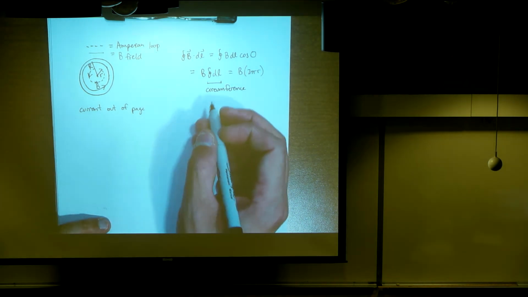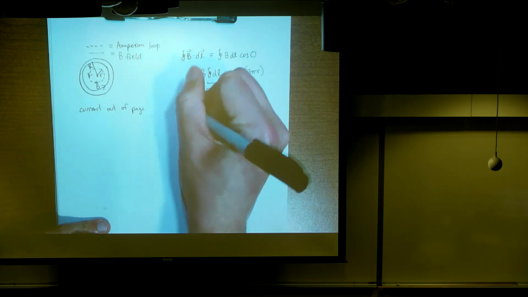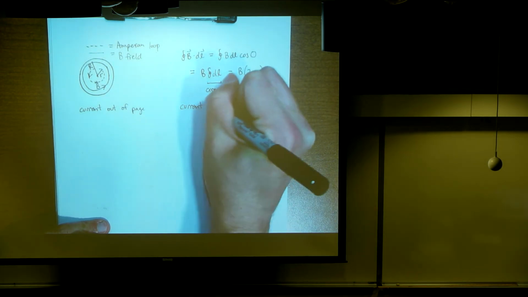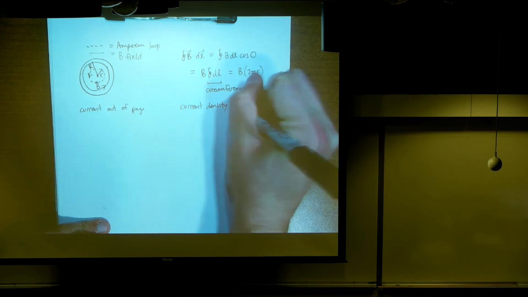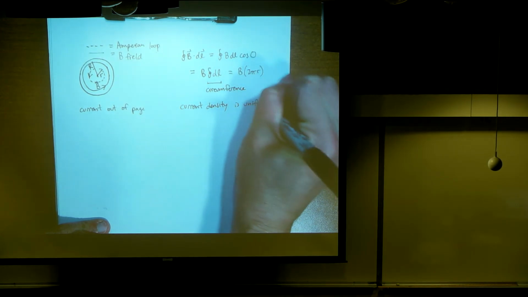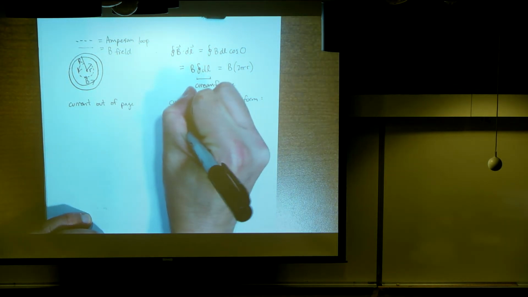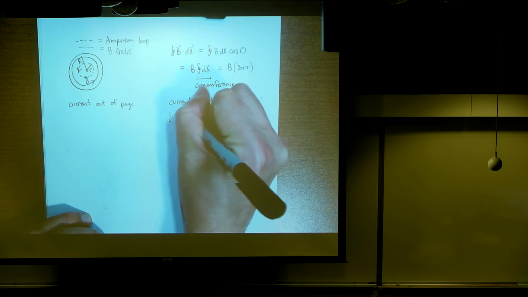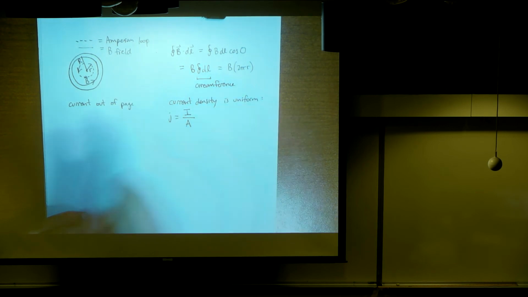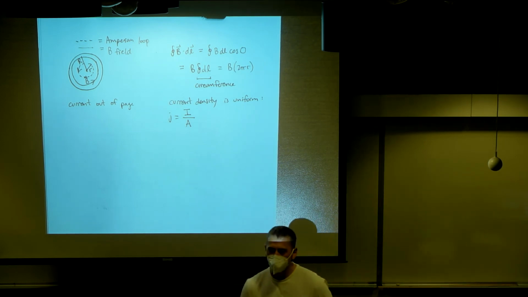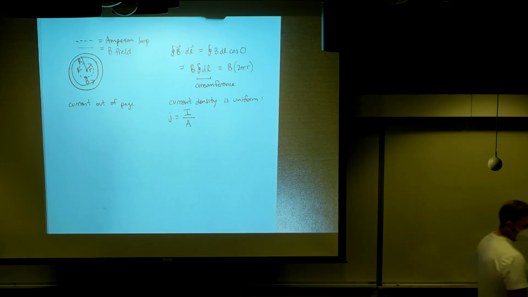So next, let's figure out the enclosed current. For this, let's use the fact that the current density is uniform. What that means is basically J, which is current per unit area, is the same everywhere. So just as much current density in the middle of the wire as on the outside as anywhere else. So that means we can do the following.